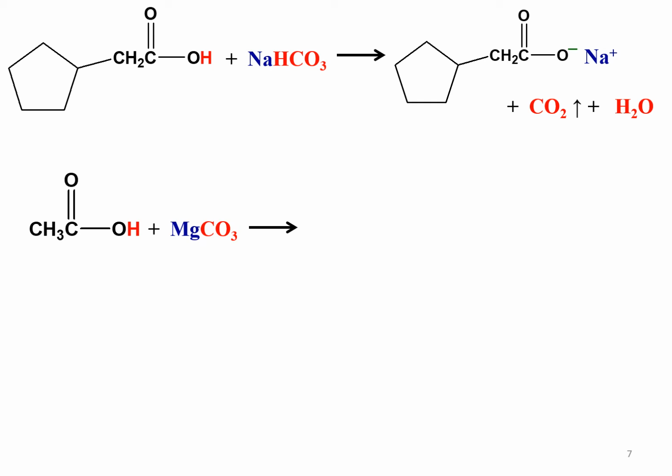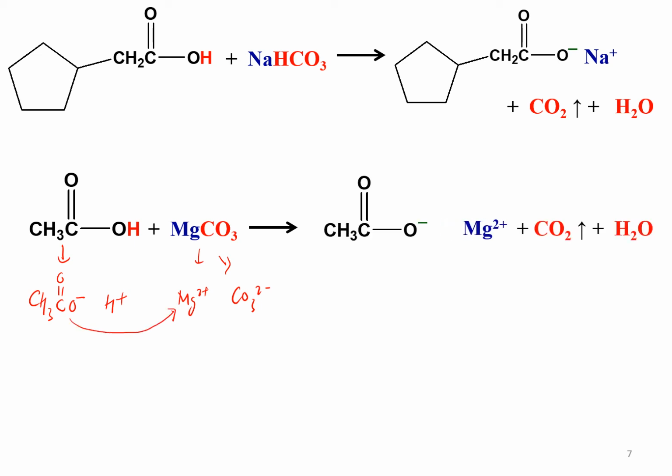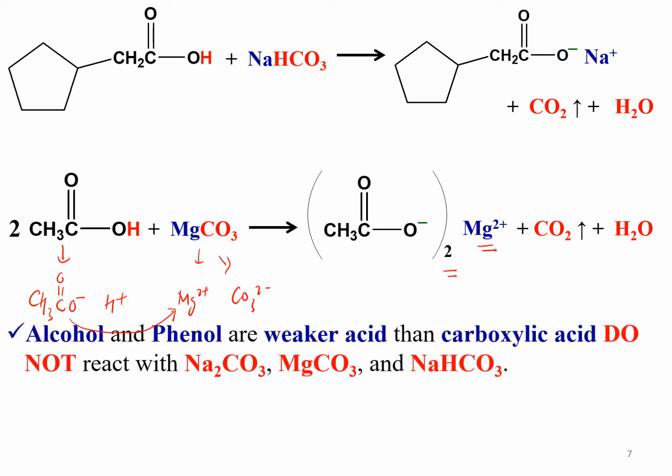Now we look at propanoic acid reacting with magnesium carbonate. So this is propanoic acid here. For propanoic acid, the ions are CH3COO minus and H plus. And the magnesium carbonate, you have Mg2 plus and carbonate ions. So the CH3COO minus will combine with the Mg2 plus. So you form the salt here. In order to balance it, you have to multiply the reactants by 2. Why? Because of Mg2 plus. Alcohol and phenol are weaker acids than carboxylic acid, so they do not react with sodium carbonate, magnesium carbonate, and sodium bicarbonate.